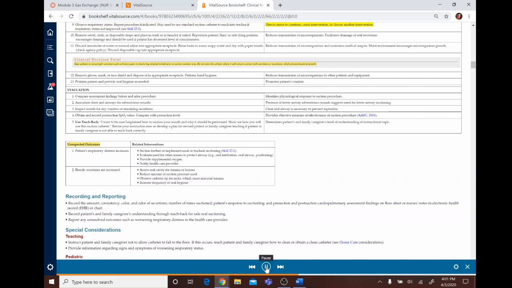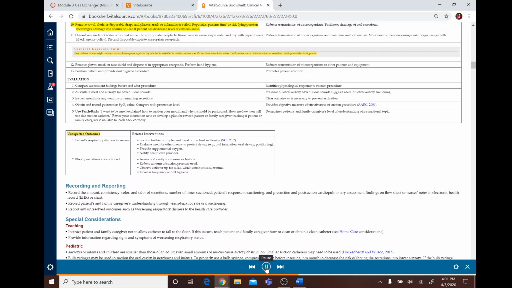Directs nurse to continue, cease intervention, or choose another intervention. 10. Remove towel, cloth, or disposable drape and place in trash or in laundry if soiled. Reposition patient. Sims or side-lying position encourages drainage and should be used if patient has decreased level of consciousness. Reduces transmission of microorganisms. Facilitates drainage of oral secretions.